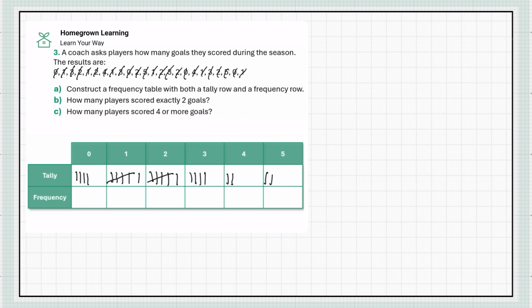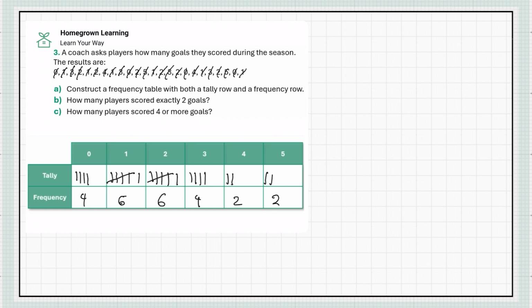We can now determine our frequency. For the first one we had 4. Then for this one here, looks like we've got a 5. Nope, sorry, a 6. And then we have another 6. And then we have a 4, a 2, and a 2.